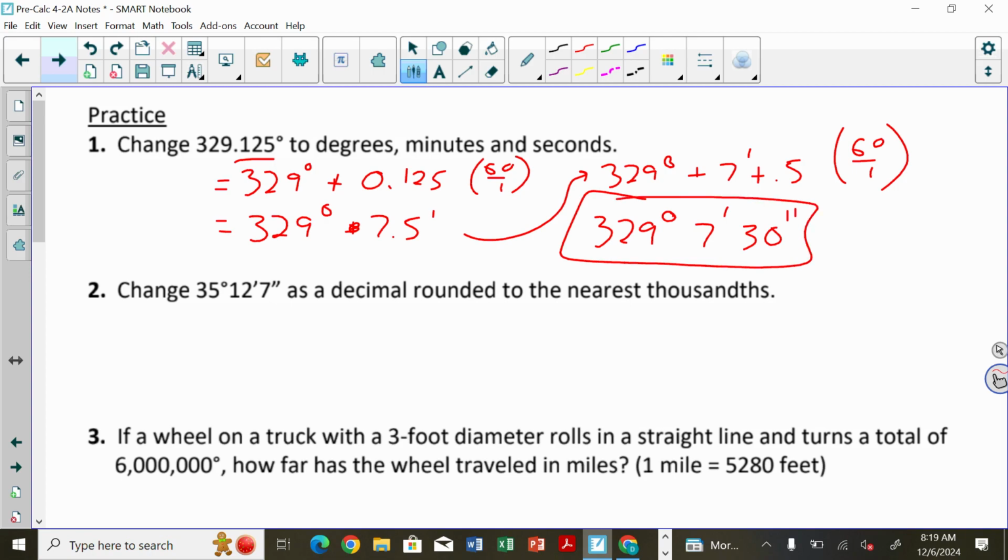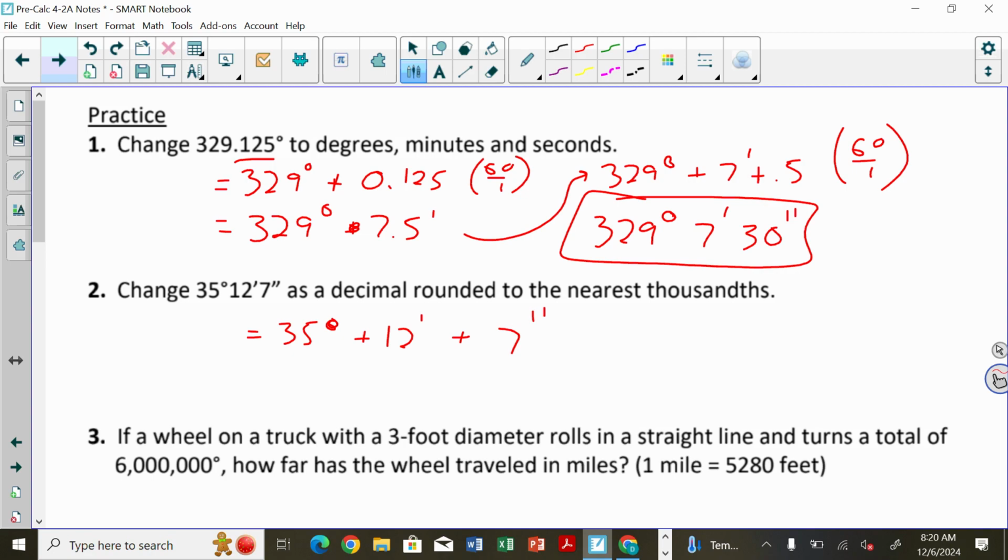Okay, so let's say I take degrees, minutes, seconds and go the other way, and change it back to a decimal. One thing to think about here is if I rewrite this, I go 35 degrees, and I've got this 12. I'm going to expand that out: 12 minutes, and then plus 7 seconds.